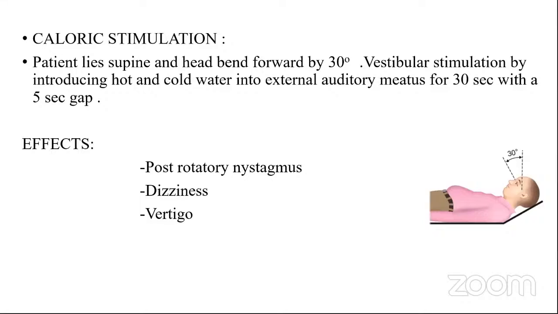Next is caloric stimulation test. Patient lies supine and head bent forward by 30 degrees. Vestibular stimulation by introducing hot and cold water into external auditory meatus for 30 seconds with a 5-second gap. The effects are post-rotatory nystagmus, dizziness, and vertigo.